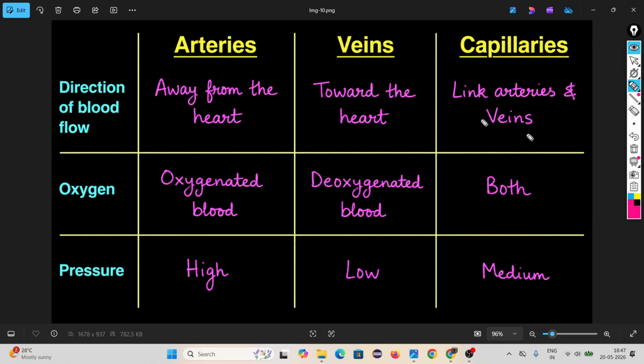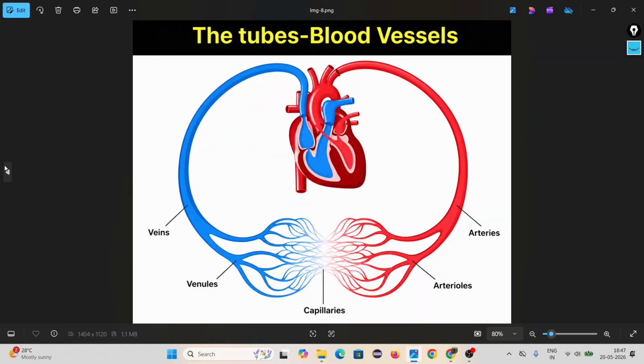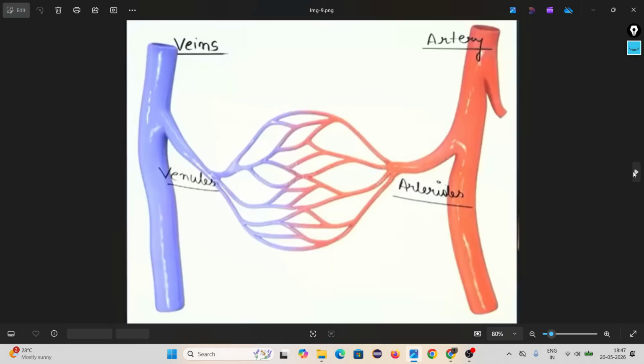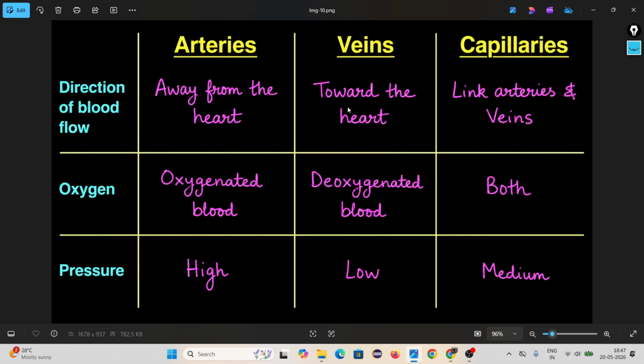First thing, arteries means direction of blood. Artery means away from the heart. That means if you look at the diagram, it carries, remember, arteries carry blood away from the heart. Okay, the definition you have to remember: arteries are those blood vessels which take blood away from the heart. Then veins are those blood vessels which take blood towards the heart.